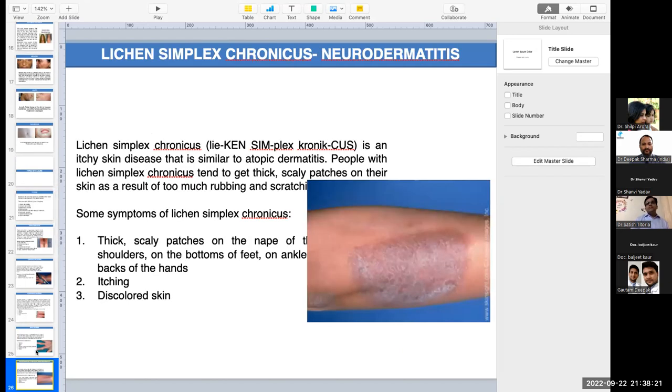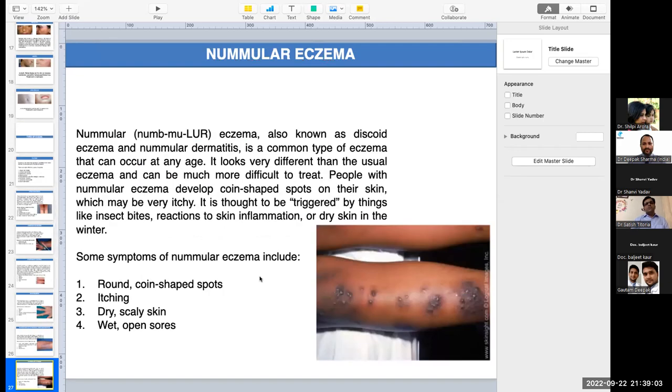Now we come to the next one, lichen simplex chronicus, which is also known as neurodermatitis. Lichen simplex chronicus, or LSC, is an itchy skin disease that is similar to atopic dermatitis. People with lichen simplex chronicus tend to get thick, scaly patches on their skin as a result of too much rubbing and scratching. Some symptoms: the patient can have a thick scaly plaque on the nape of the neck or shoulders or bottom of the feet. They can be itchy, and discolored skin is usually found.